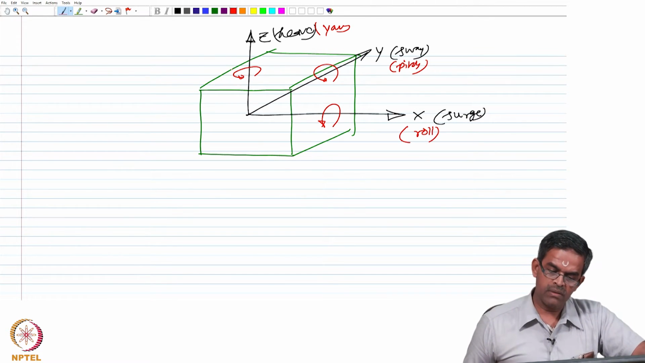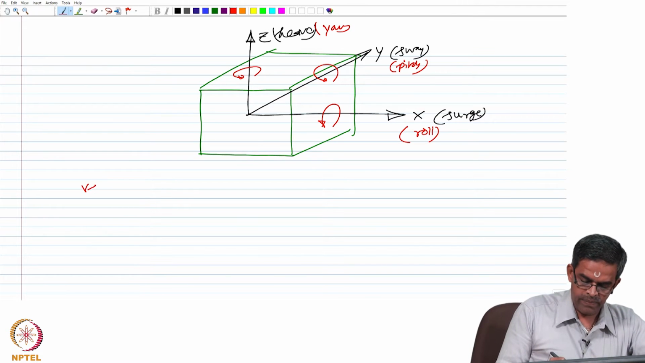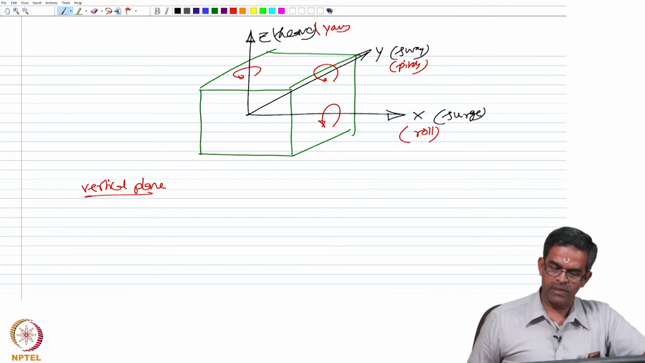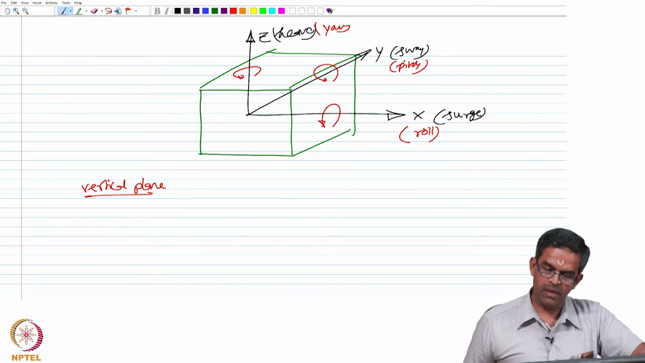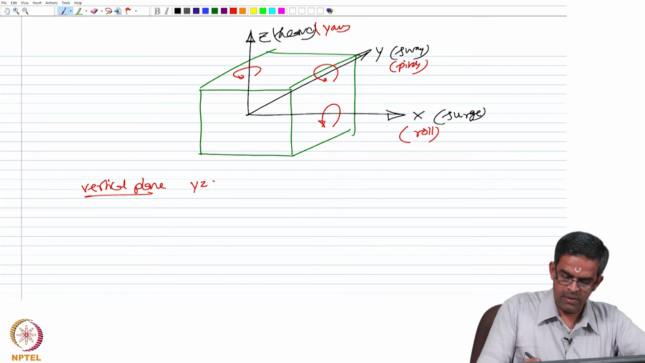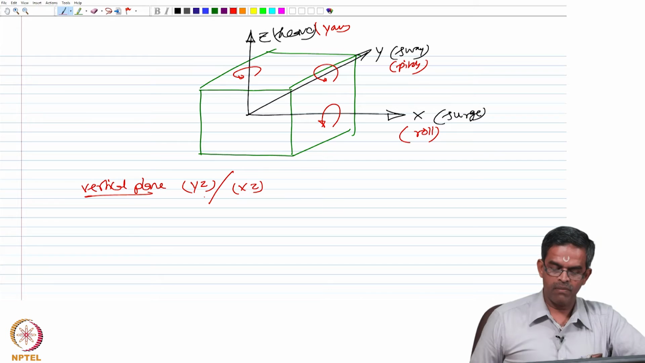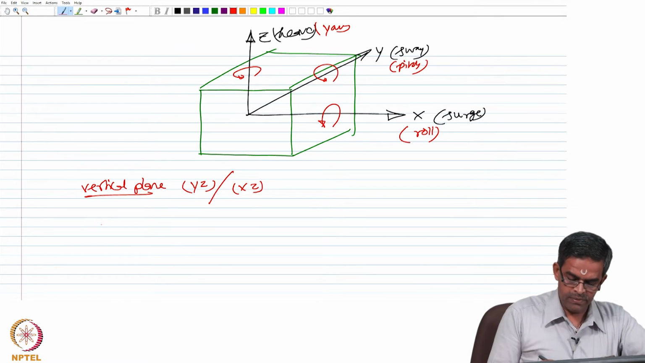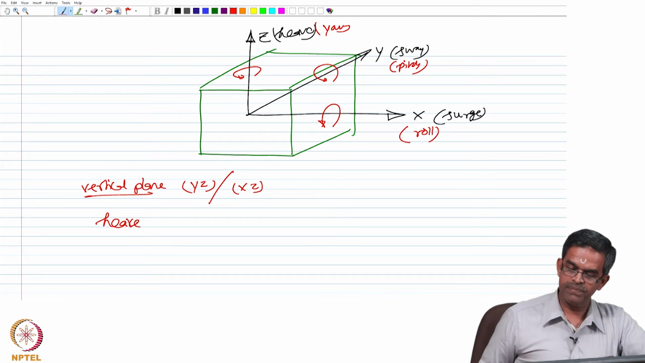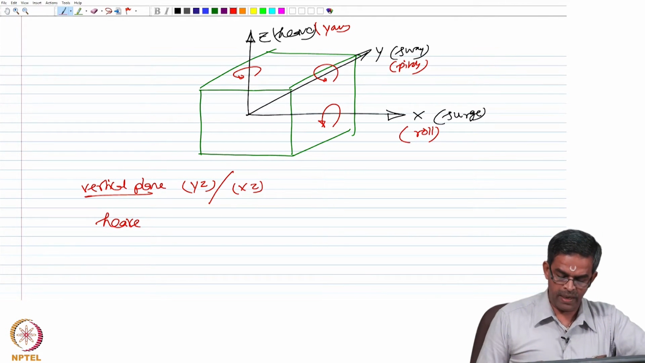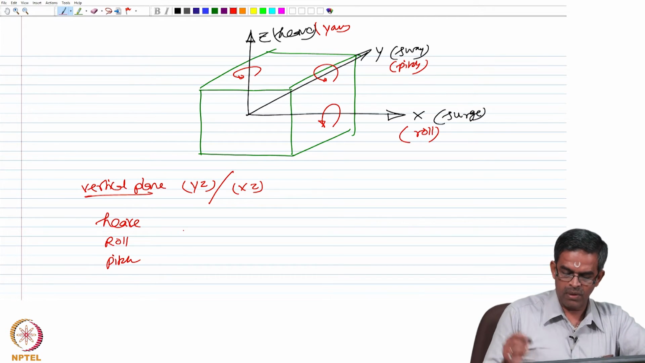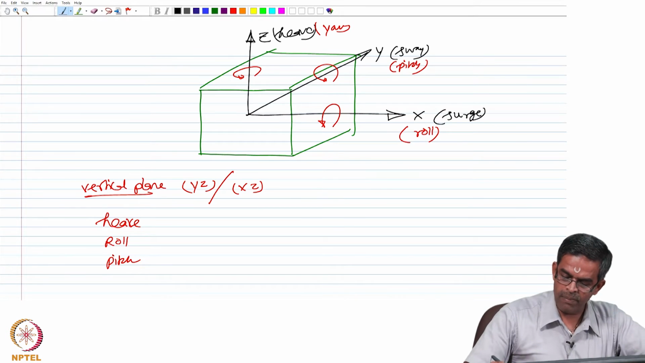So, now if you look at the vertical plane, which is either the YZ plane or the XZ plane, both are vertical planes. So, look at the responses along the vertical plane. I can say heave, and rotation about the vertical plane, which is going to be roll and pitch. Okay. Let us talk about the horizontal plane.